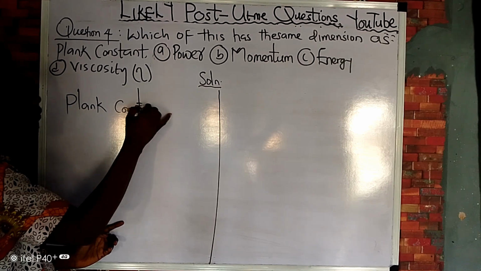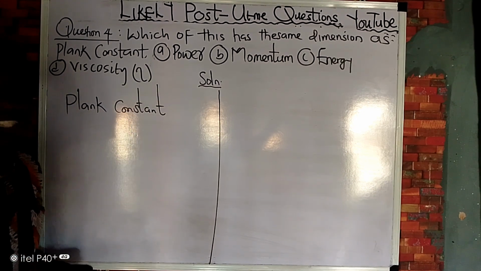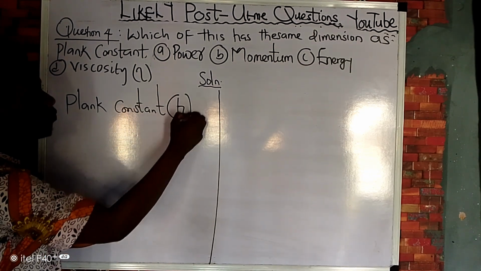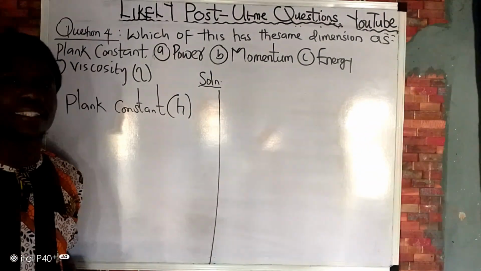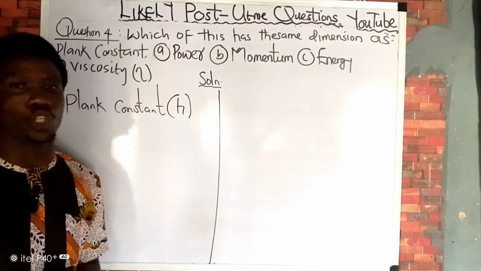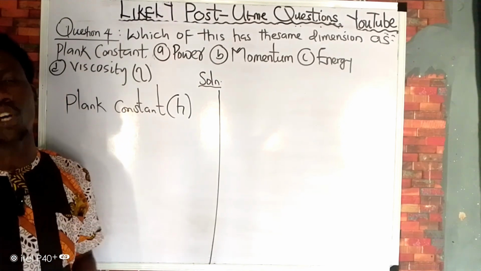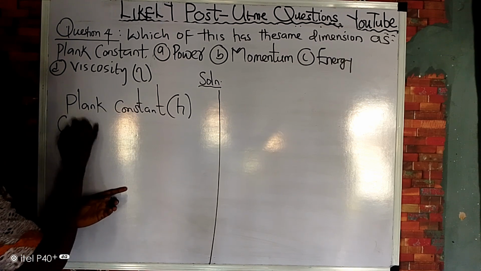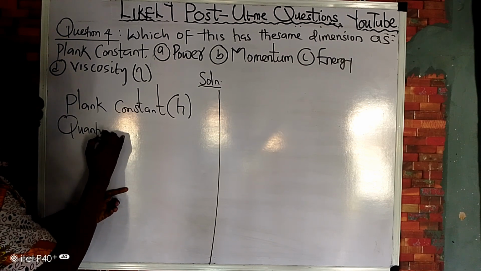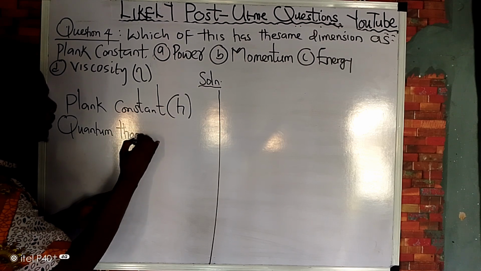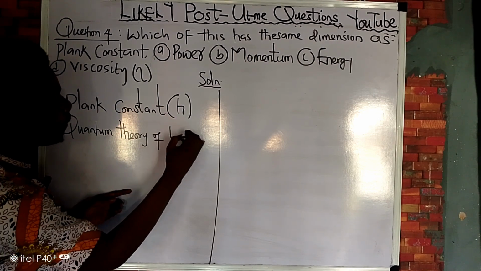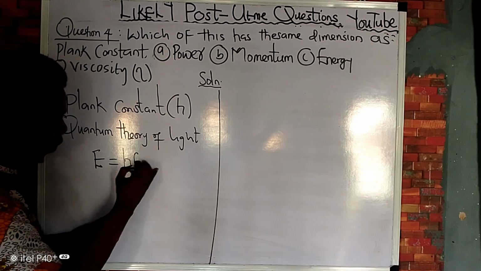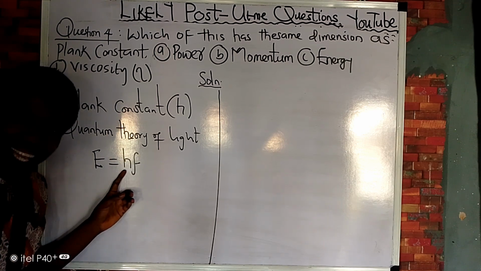constant is gotten from a theory called quantum theory of light. Yes, the symbol is H. According to quantum theory of light, it states that the energy of a photon emitted or absorbed by a substance is proportional to the frequency of light. So, according to quantum theory of light, we found out that energy is equal to hf. So this H is called your Planck constant.